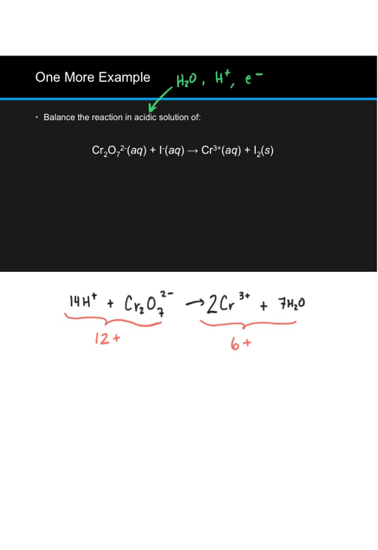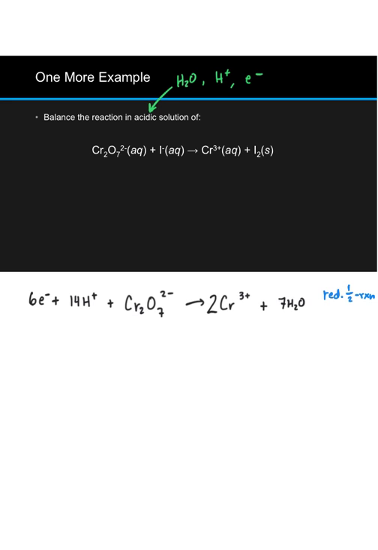To balance charge, I'm going to add electrons to a side that's more positive. 12 plus is more positive than 6 plus, so I'll add enough electrons to the left-hand side to balance charge. I need 6 total electrons on the left-hand side. And now our charges are balanced. We can recognize this as our reduction half reaction because in this half reaction, electrons have been gained. They are part of the reactant's side. Therefore, as we deal with iodide becoming iodine, we should expect that that process represents our oxidation half reaction.